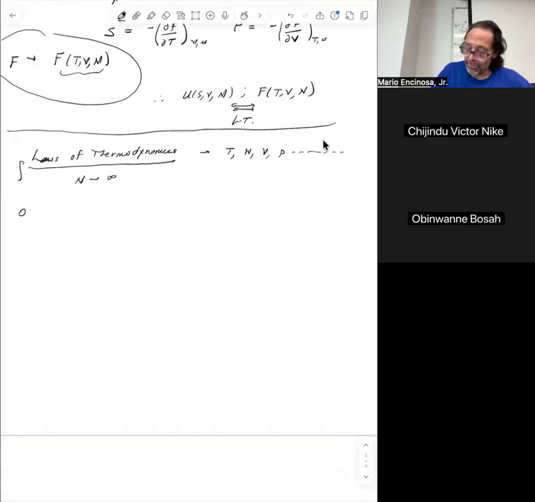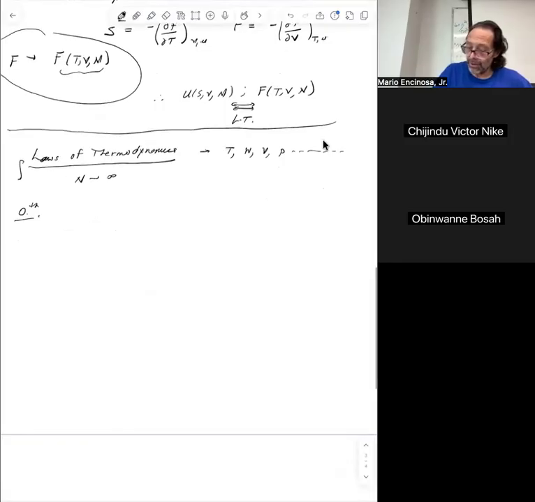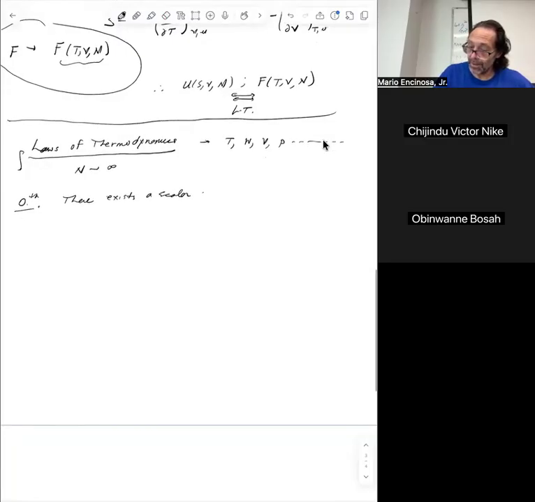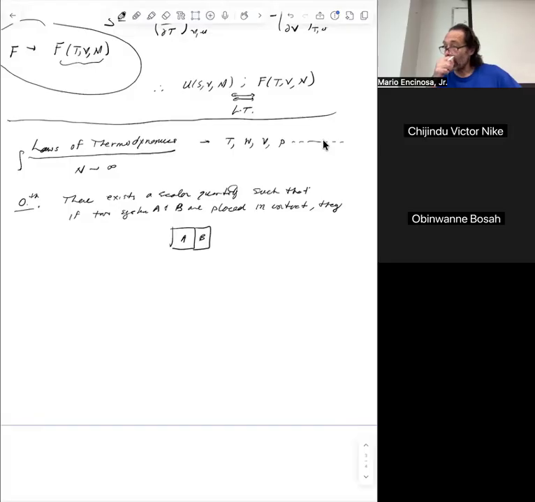So the zeroth law, which is the only one we can do today, says there exists a scalar quantity, because I reworked these notes just for you guys, such that if two systems, and I'll call them A and B for lack of better letters, are placed in contact, they reach, after a suitable time, a common value called their temperature. We define that to be the temperature.